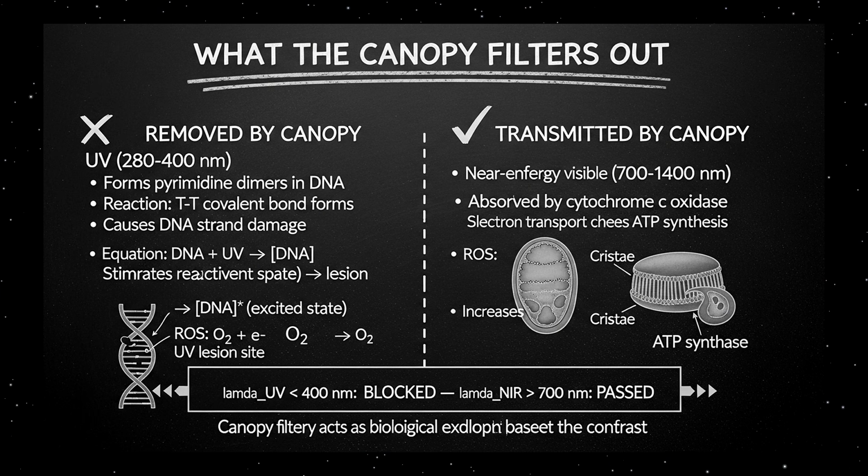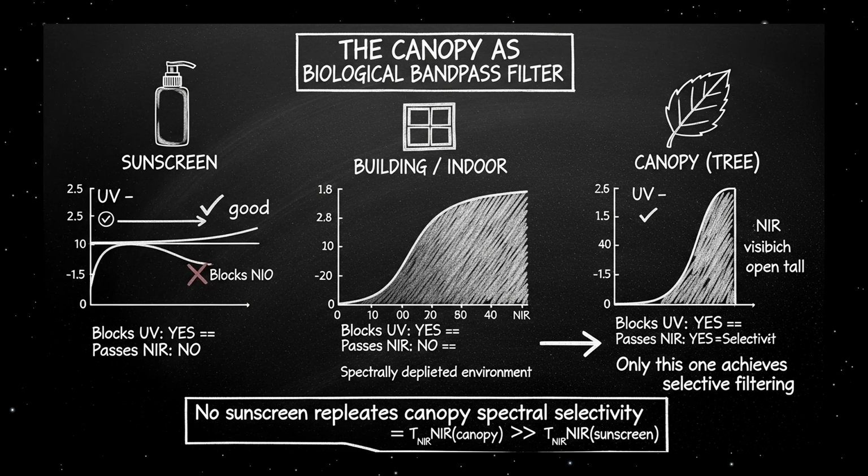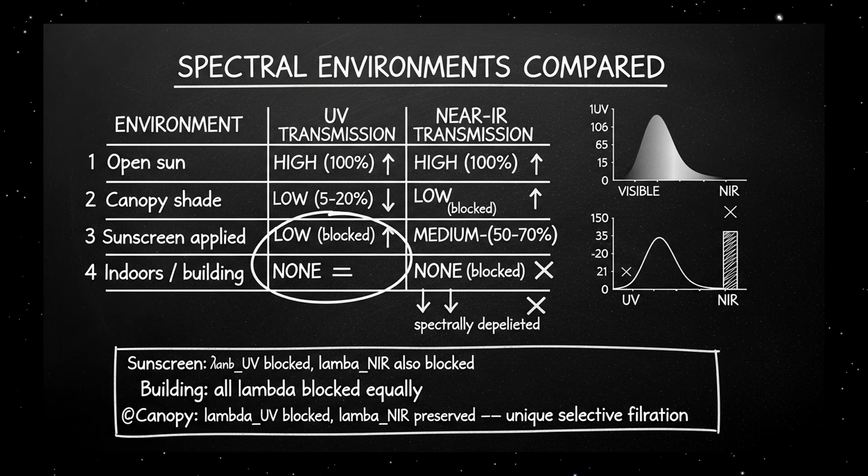A canopy is not just shading you. It is selecting the wavelengths that reach you, removing the damaging frequencies, and passing the beneficial ones. No sunscreen does this. Sunscreen blocks UV, but also blocks the near-infrared that the mitochondria respond to. A building blocks everything equally, UV, visible, near-infrared, creating a spectrally depleted environment.